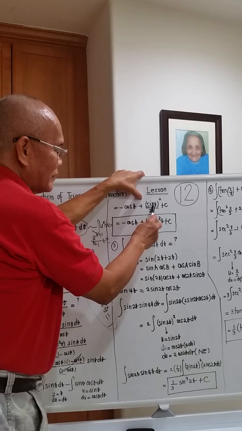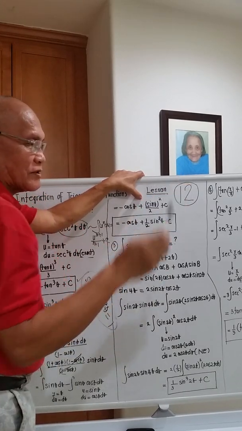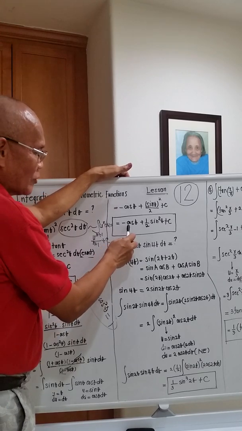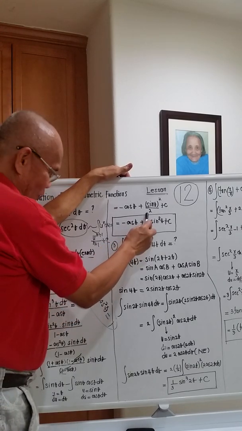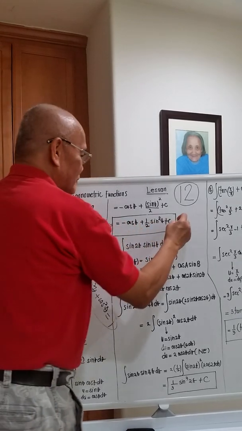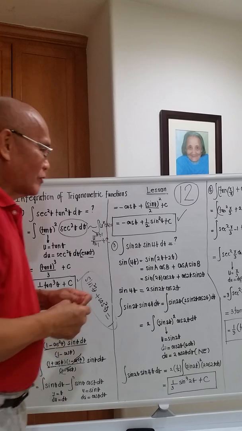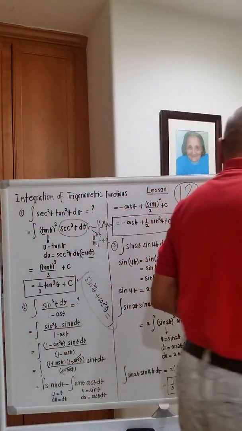Plus, the second one falls under the power formula. This should be sine of theta raised to 1 plus 1, over 1 plus 1, plus c. Final answer: this should be negative cosine of theta plus 1/2 sine square of theta plus c. You see how the solution was arrived at?